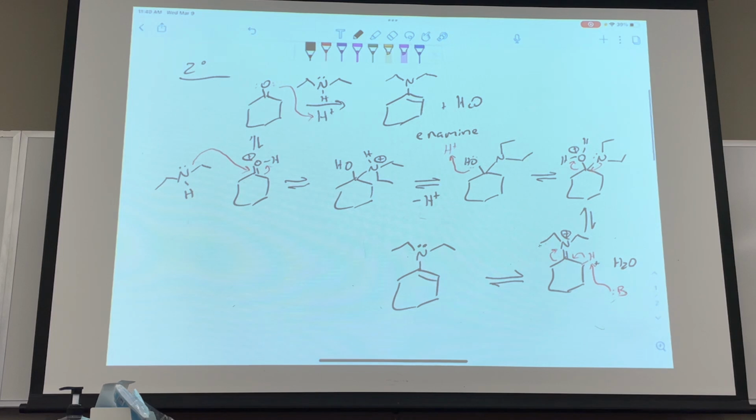We can do a little bookkeeping here. We used a proton there. We got back a proton there. We used a proton there. And got back the proton there. Right, so it is truly catalytic in acid. All right. Any questions on this mechanism?